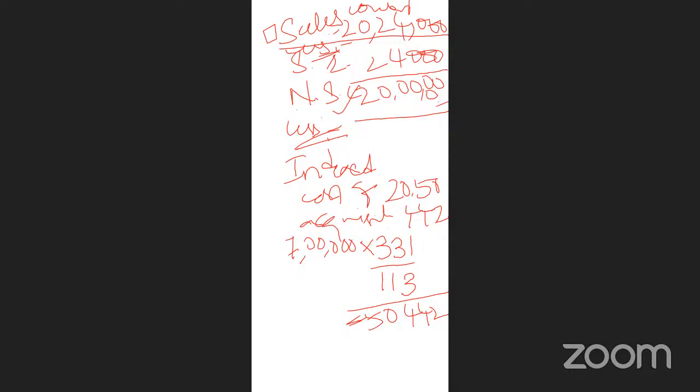This is what you do in any problem. Indexation is done only for long-term capital assets. And how do we define long-term capital assets? Any asset held for more than 36 months, we call it a long-term capital asset. But in the case of shares, it is only 12 months. A plot is not a share, so it is more than 36 months.